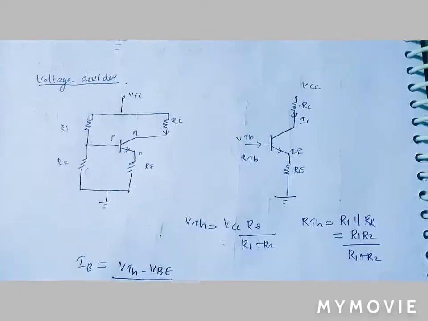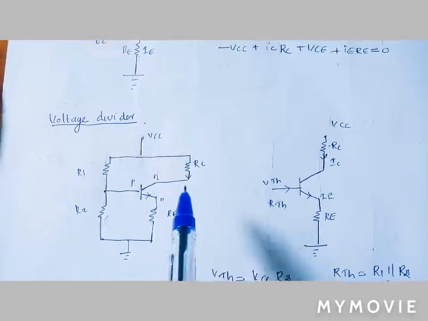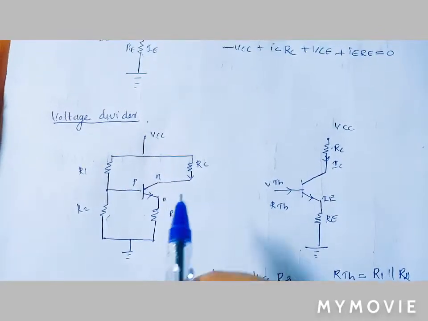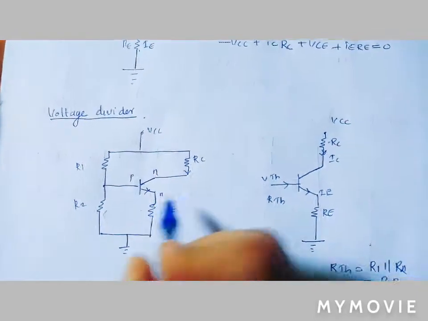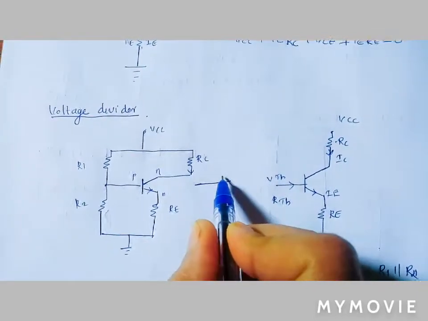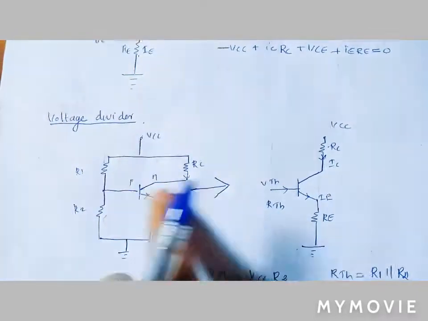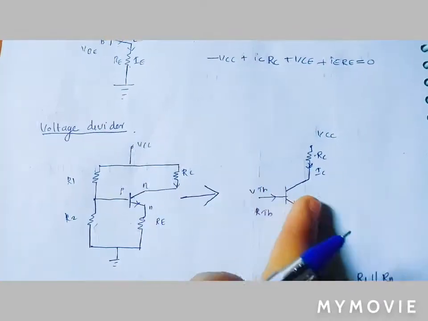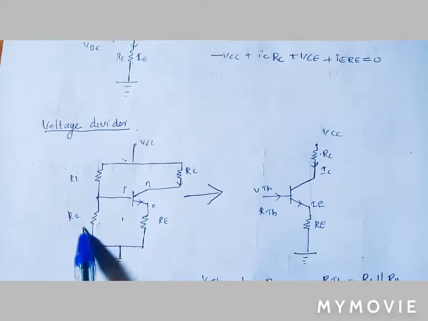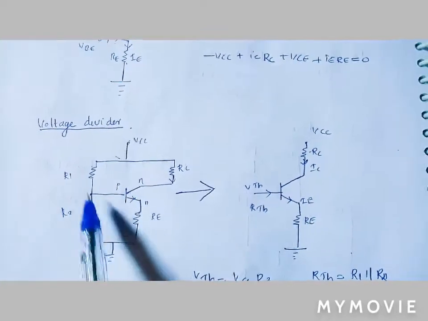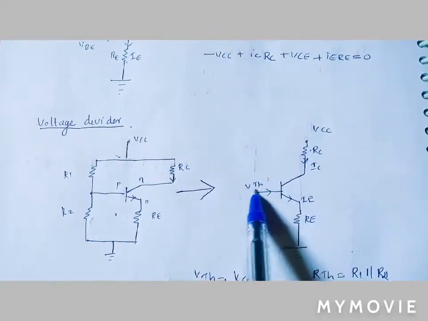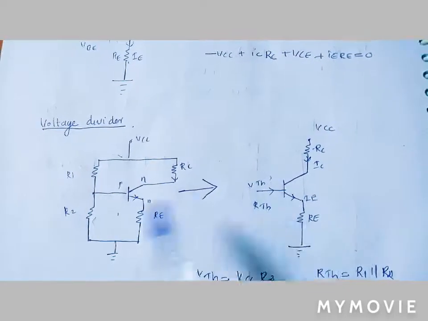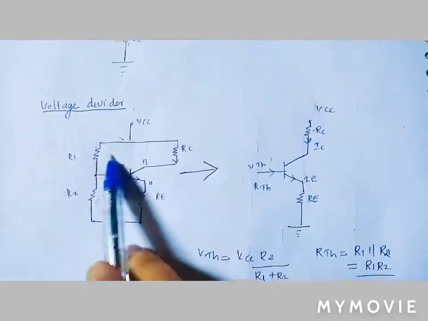Okay. Voltage divider type in the common emitter configuration is like this. So we can change this configuration like this. This is the same as this. So the voltage here is termed as VTH. VTH is the Thevenin voltage.